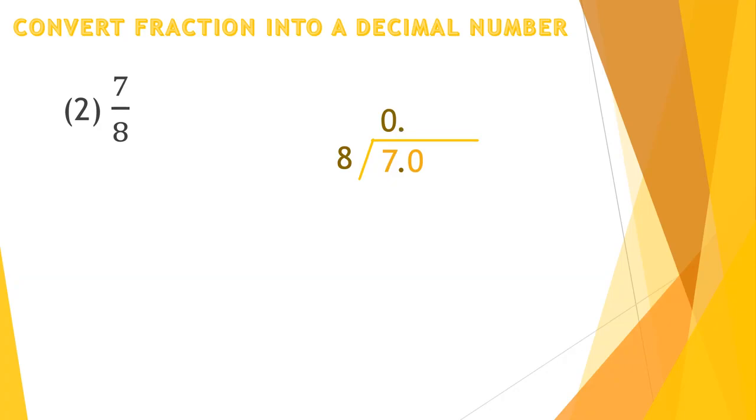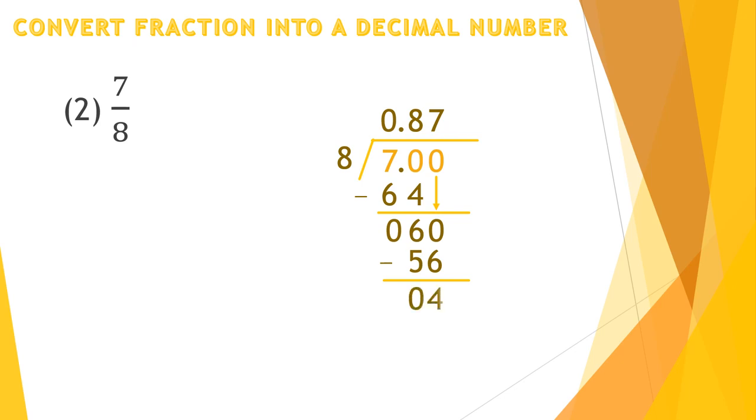So write decimal in quotient above the line and divide 70 by 8. How many times? 8 times, because 8 eights are 64. So write 8 in quotient above the line and subtract 70 minus 64. We get 6 as remainder. But remainder is not equal to 0, so add one more 0 in the hundredths place. Now bring down that extra 0 and divide 60 by 8. How many times? 7 times, because 8 sevens are 56. So write 7 in quotient above the line and subtract 60 minus 56. We get 4 as remainder.